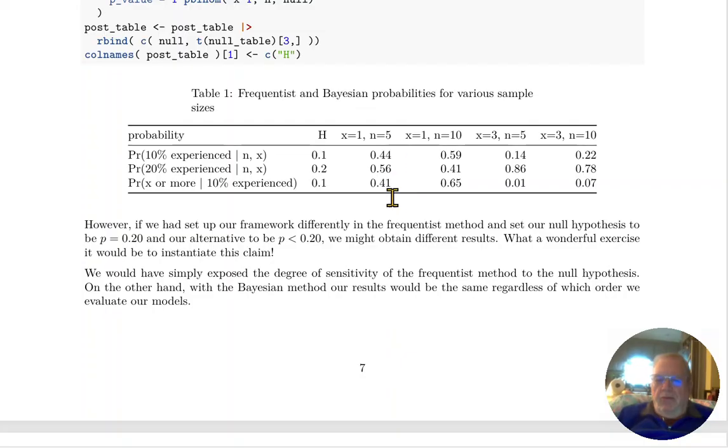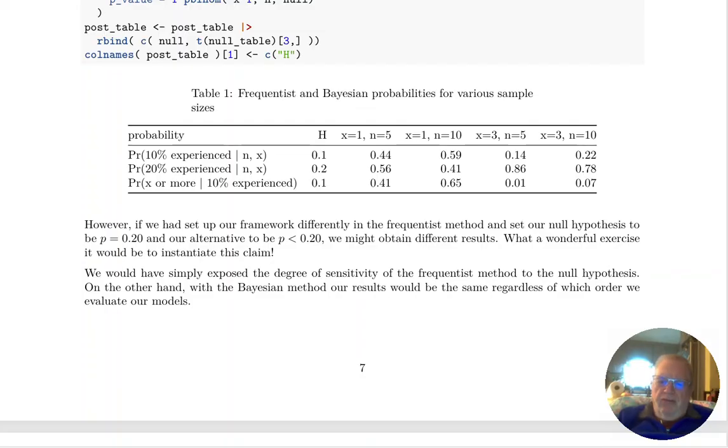So here we get 41, and here we get 65, and here we get 1, and we get 7. Okay. And if we had set up our value to 0.2 over here, what would we get? We probably would get something different. What a wonderful exercise to do that.